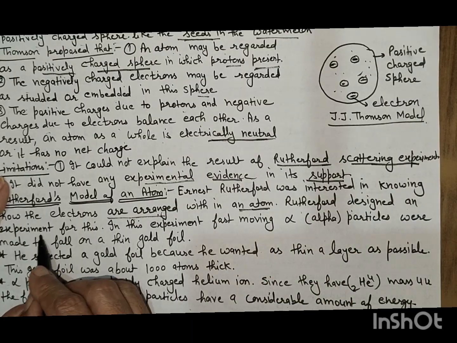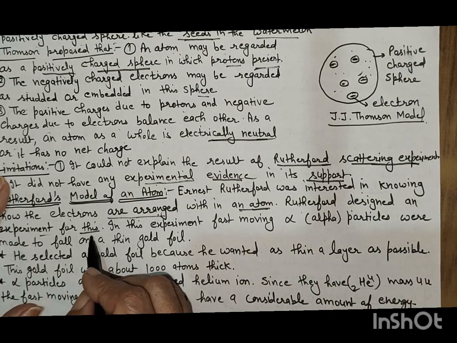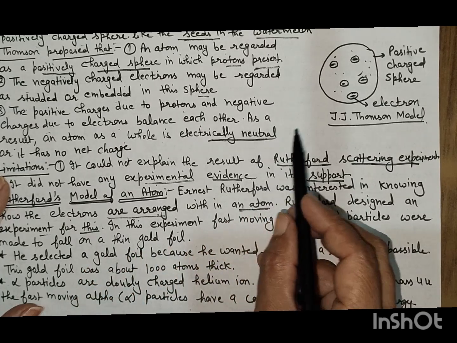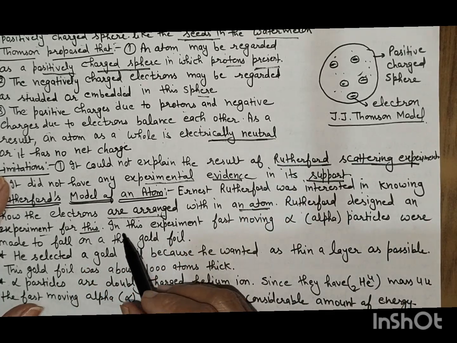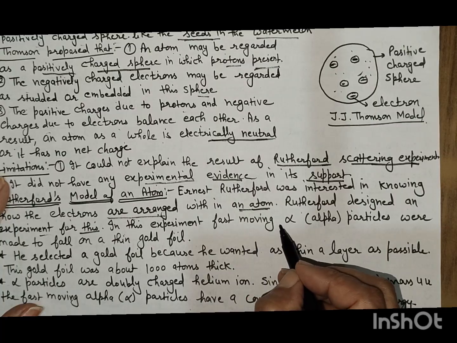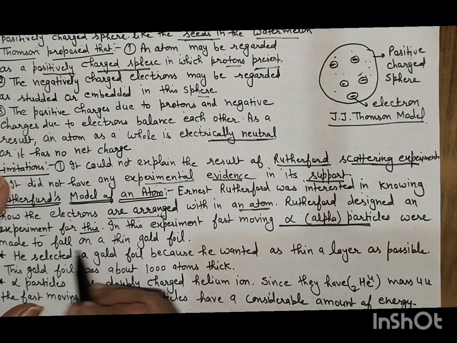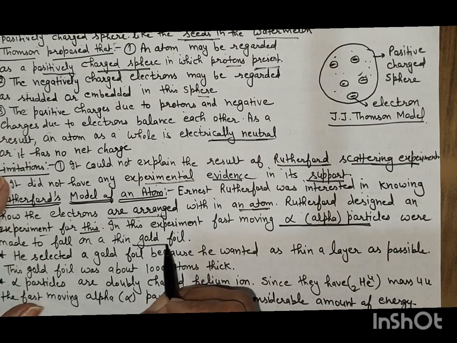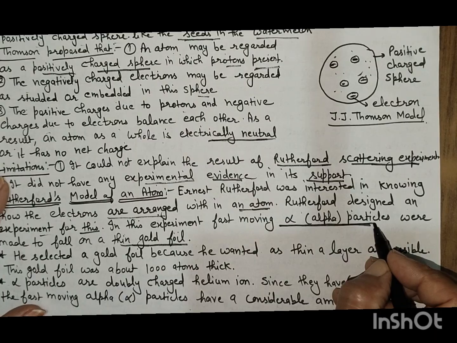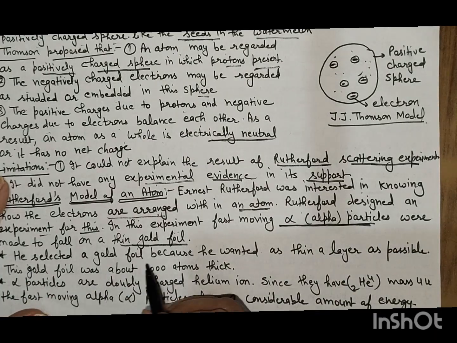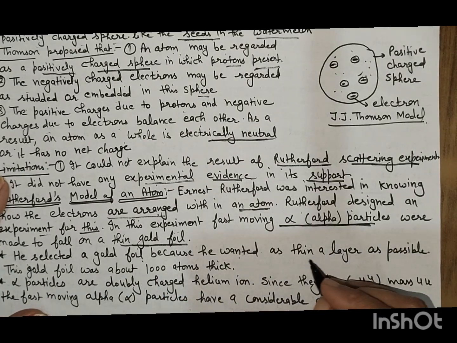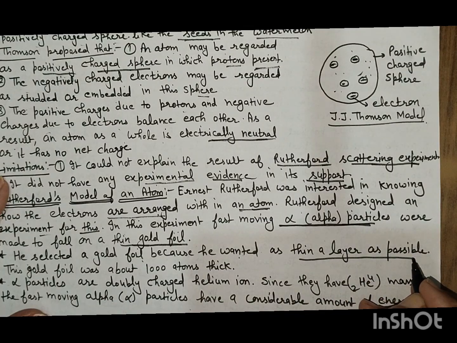Rutherford designed an experiment for this. He performed the experiment, but Thomson did not perform an experiment. In this experiment, he used fast moving alpha particles, which were made to fall on a thin gold foil. He selected a gold foil because he wanted as thin a layer as possible. This gold foil was about 1000 atoms thick.